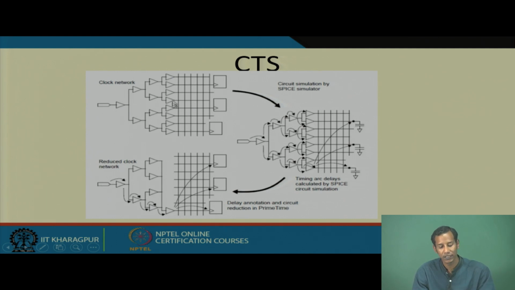As all of these require buffers, we have to minimize the number of buffers. How can we minimize? Through the SPICE simulation it tries to minimize the number of buffers used for these cells, and it comes down to a lower number of buffers for the reduced clock network.